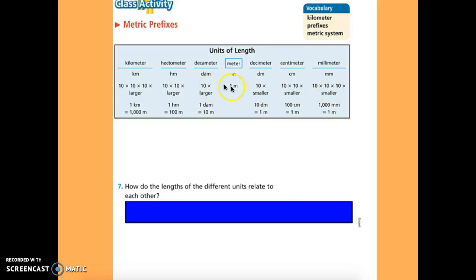When we go this way, they get 10 times larger. So a decameter is 10 times larger than a meter. The hectometer is 10 times 10, or 100, if we multiply those out, times larger than the meter. And in this case, we've got 10 times 10 times 10, which is 1,000 times larger than the meter. So the kilometer is 1,000 times larger. So it either goes up by 10 or multiples of 10, or down by multiples of 10, depending on which way you go on the chart.